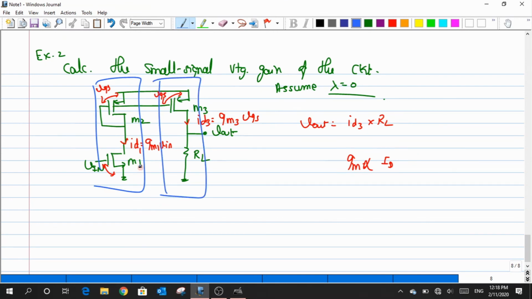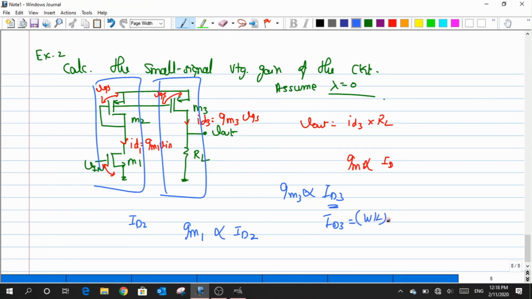So let us assume that I have this capital ID2 that flows through this. Whenever I compute the value of Gm1, I use capital ID2 or capital ID1. But whenever I go for the Gm3 computation, I have to use capital ID3. Now, what is the relation between ID2 or ID1 and ID3? They are different by the W by L factors because there is a mirroring circuit. So I could express this ID3 in terms of ID2 or ID1. What is the relation that I would have?